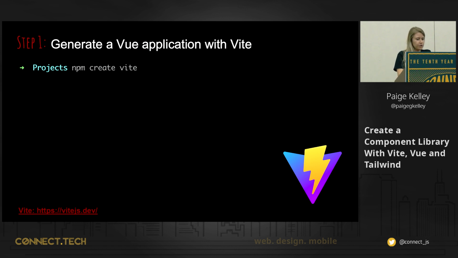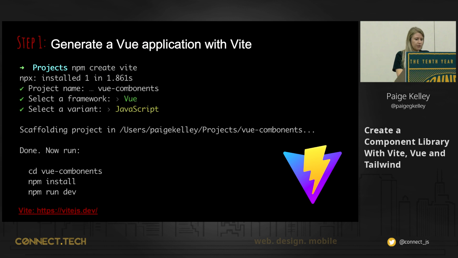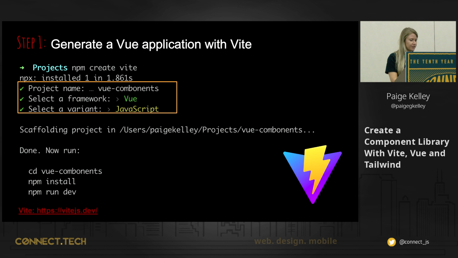So the first thing we're going to do is run our create command. So you run npm create Vite. When you do that, it'll give you a list of options to walk through. First, project name, we're naming ours Vue Components. The framework that we're working with in this demonstration is Vue. And the variant we're using is JavaScript, but if you want TypeScript, you could do that too.